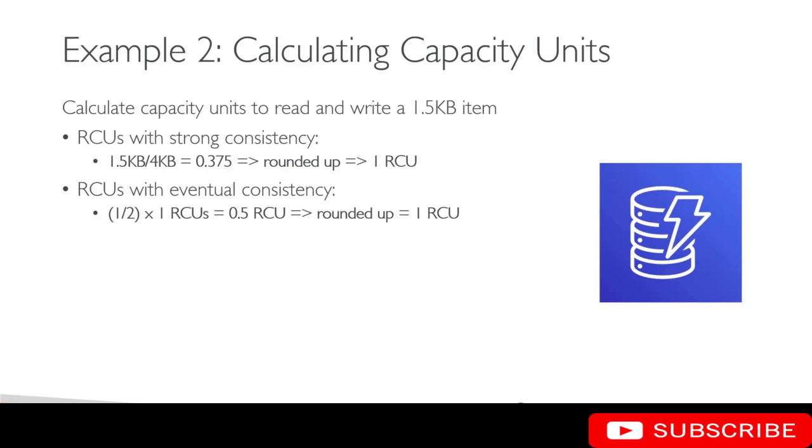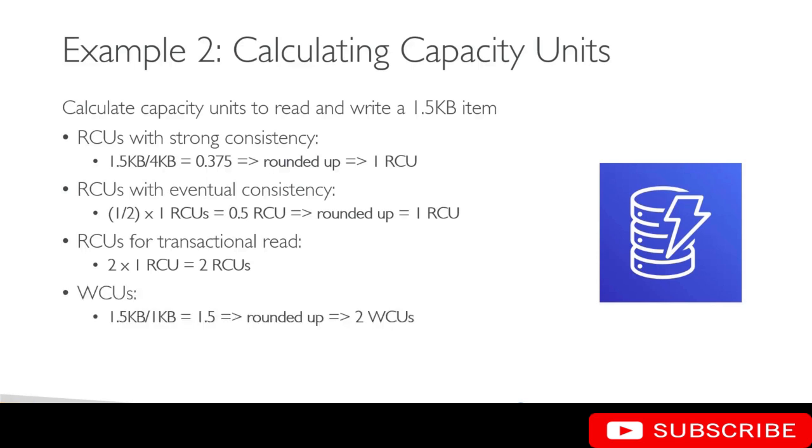And if you do use transactional read, then you're going to use twice as much as strong consistency. So 2 times 1 RCU, you're going to need 2 RCUs. And for WCUs, you have 1 KB chunks, so you're going to need about 2 WCUs. 1.5 rounded up comes up to 2 WCUs. And with transactional write, you're going to need twice as much, so you'll need 2 times 2 is 4 WCUs.